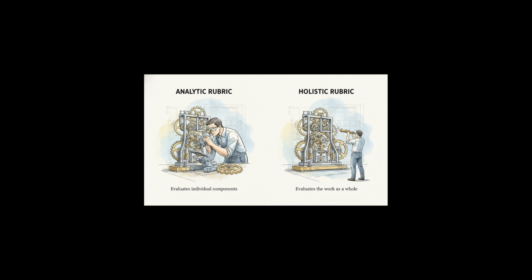You've basically got two main types. An analytic rubric breaks the project down and lets you evaluate each piece separately. This is amazing for giving really specific, actionable feedback. Then you've got the holistic rubric, which gives you one overall score for the whole thing. It's definitely faster for grading, but the feedback isn't quite as detailed. Choosing the right one just depends on what your goal is for that specific inspection.